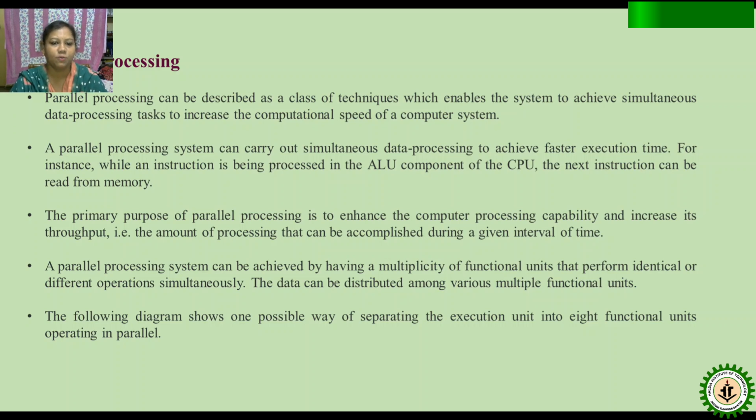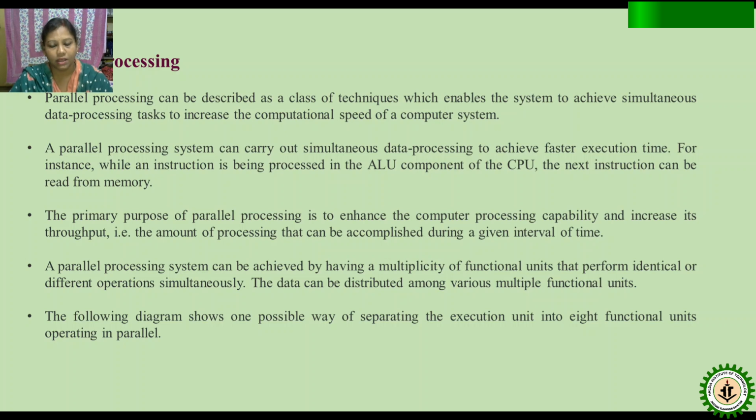The primary purpose of parallel processing is to enhance the computer processing capability and increase its throughput. So what is the primary purpose? To enhance the processing capability and increase the throughput, the amount of processing that can be accomplished during a given interval of time. A parallel processing system can be achieved by having a multiplicity of functional units that perform identical or different operations. This is the most important point. How does a parallel processing system achieve this increase in throughput?